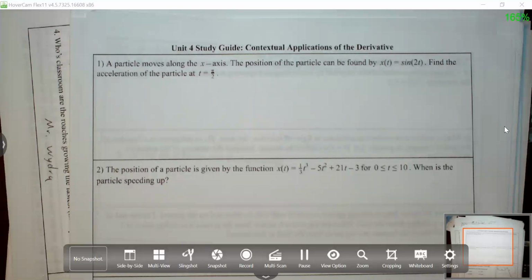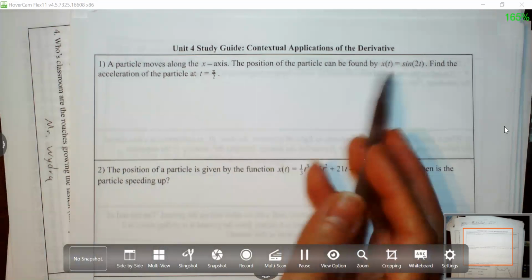Okay, the first couple of questions are on particle motion. So a particle moves along the x-axis. The position of the particle can be found by x of t is equal to sine of 2t. Find the acceleration of the particle at t equals pi over 2.